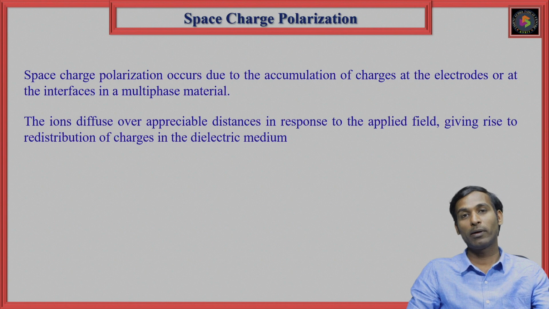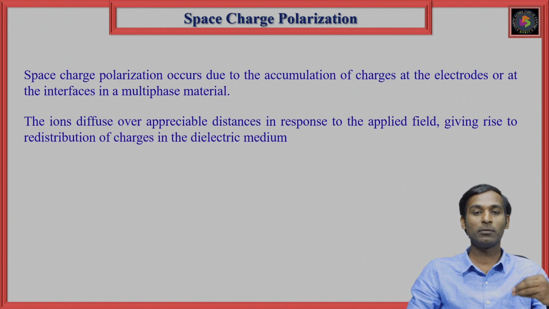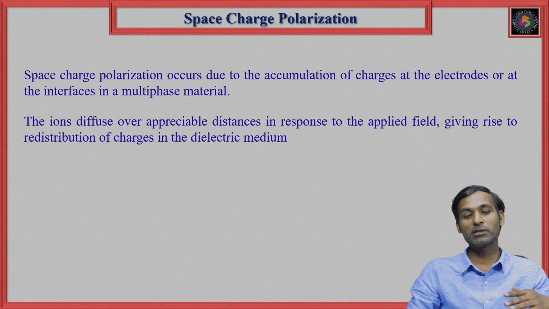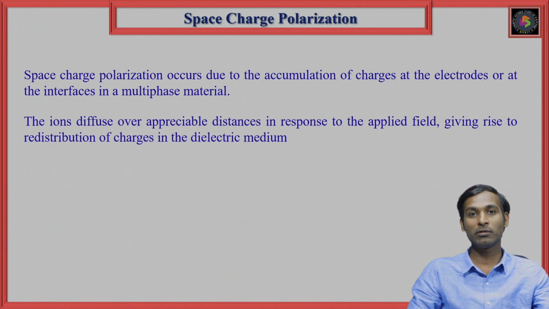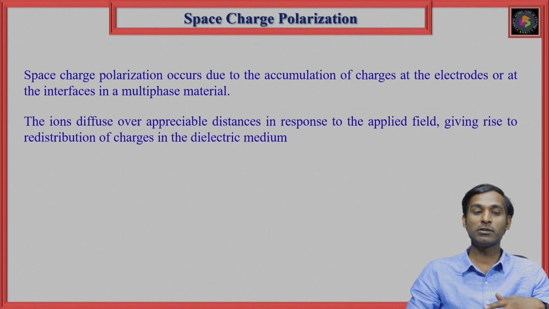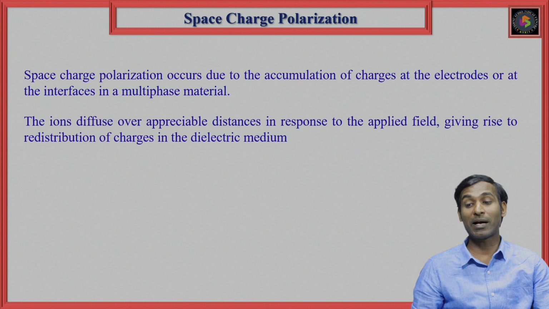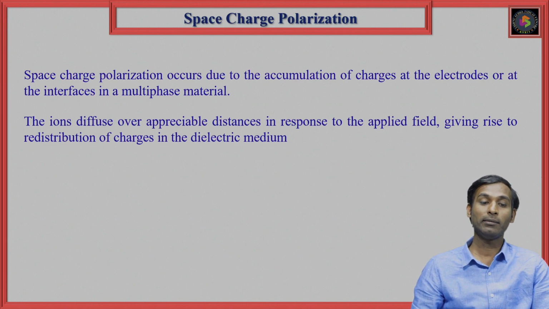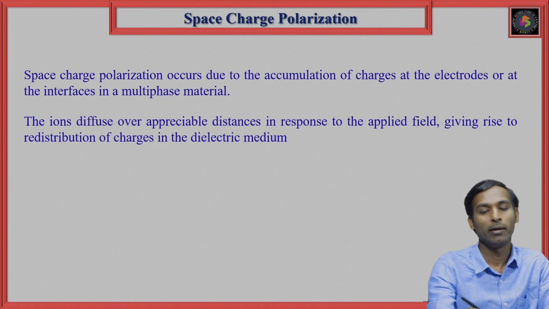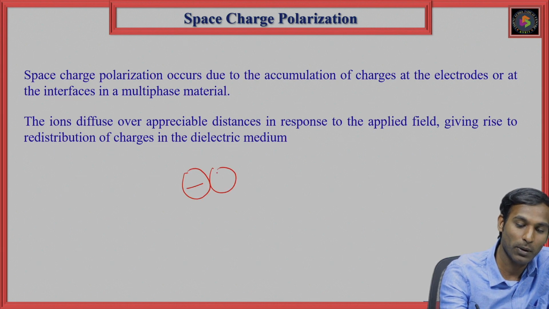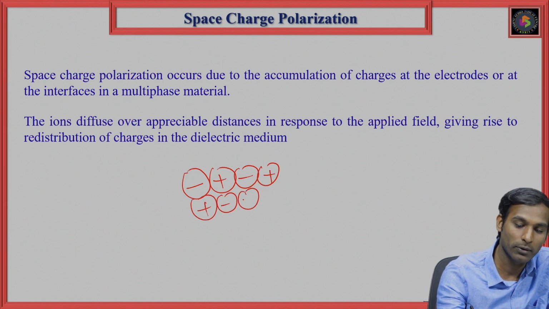Compared to the electronic polarization and orientation polarization, space charge polarization has the least parameter. That means the space charge polarization is very small compared to the other types of polarization. So space charge polarization can be eliminated. Its importance is that space charge polarization occurs due to the accumulation of charges at the interfaces in a multi-phase material. In this diagram, we are seeing negative, positive, negative with positive, positive, negative, positive and negative.